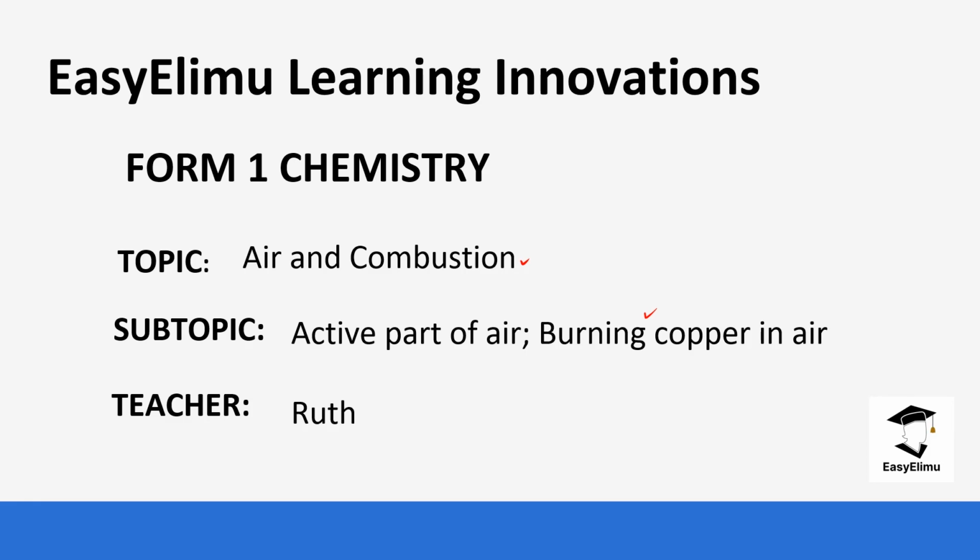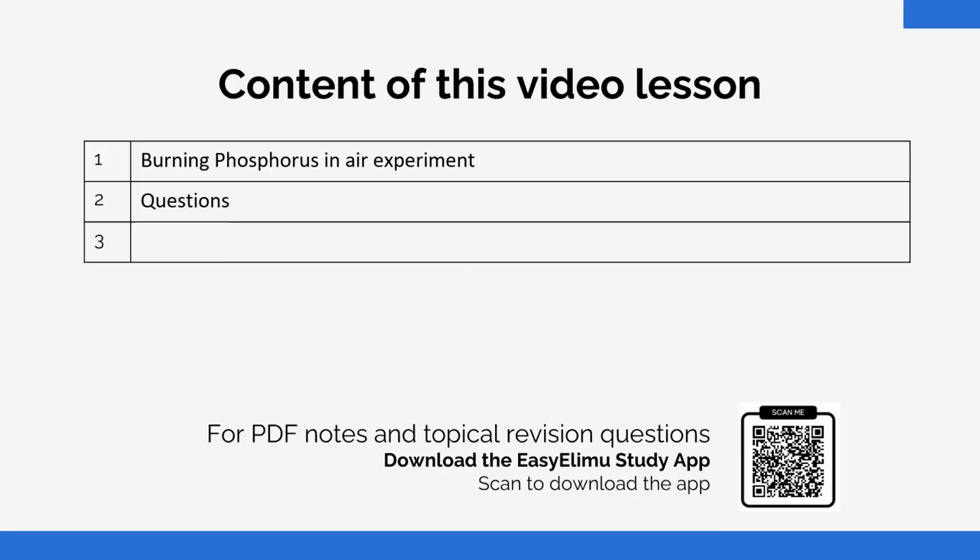In the previous videos, we discussed burning a candle in air to determine the active part of air. We also discussed rusting to determine the active part of air. For today, we are going to look at burning copper in air, and also at a few questions in regards to what we discuss. First of all, we'll start with setting up the experiment.